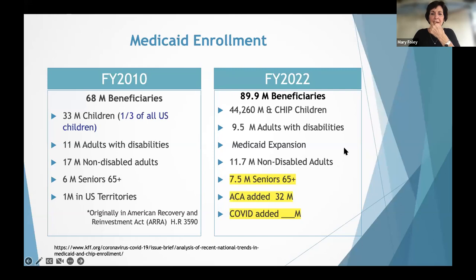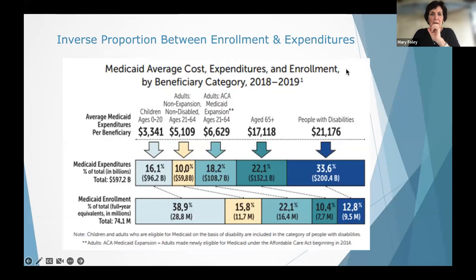Again, with Medicaid enrollment, I'm going to skip to it. We've got some better slides on that. So let's look at this slide and let's look at the inverse or disproportionate rates between enrollment and expenditures. What I want you to look at here is the bottom row first, because the bottom row looks at who's enrolled. So children, 38%, 39% of the whole Medicaid program are made up of children, okay? Almost 16% is non-expansion adults. These were your typical adults.